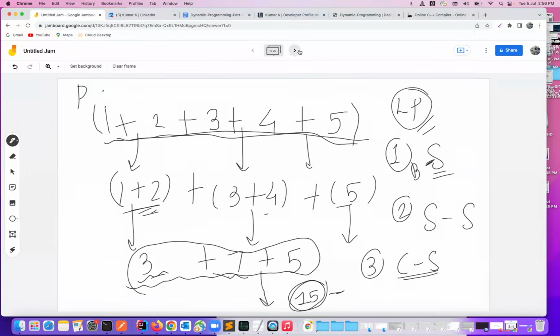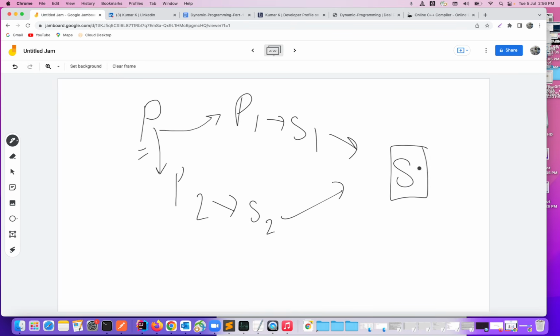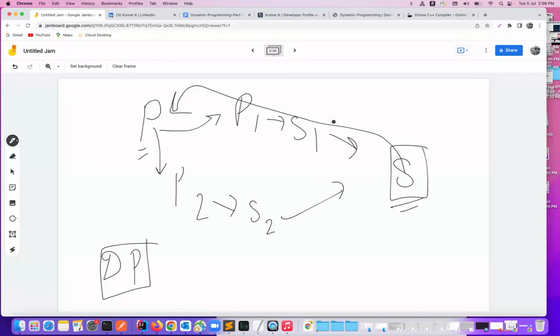If I try to explain it in a more diagrammatic form, say we are given a problem P. I try to break it into two parts, say P1 and P2. I break it into small parts, then I try to solve these small problems, S1 and S2. Then I combine them into a larger solution, which is the solution to P. This is what dynamic programming is all about. All you are going to do is break things into smaller parts, find solutions to them, then use some strategy to combine these solutions and find the answer to the original large problem.